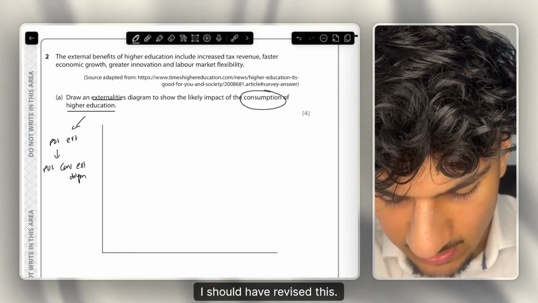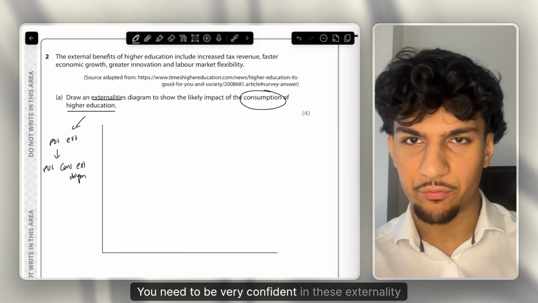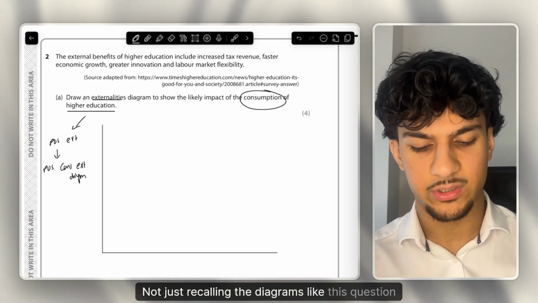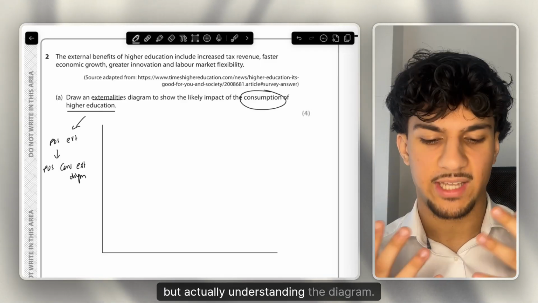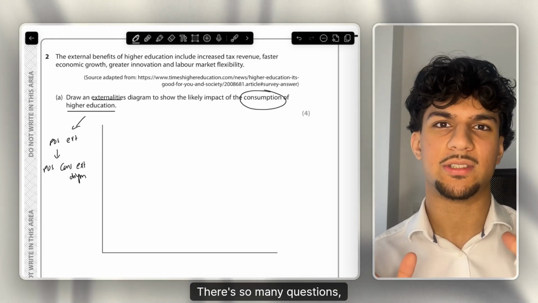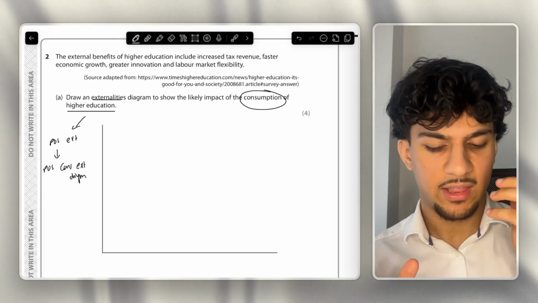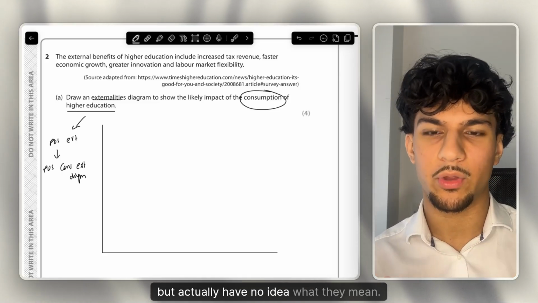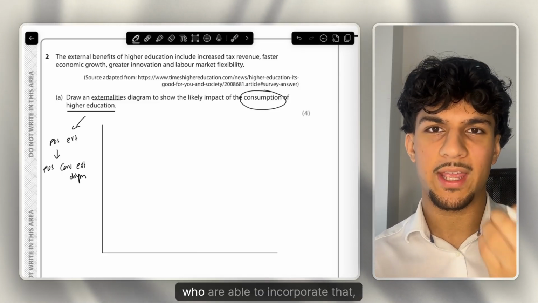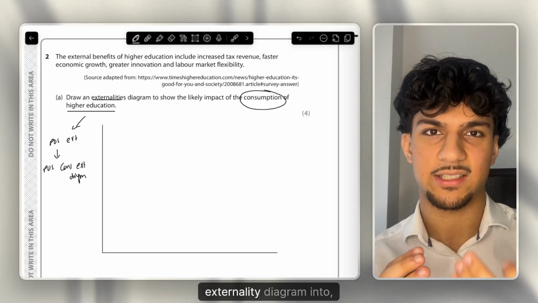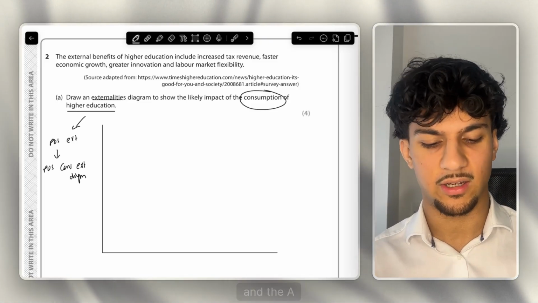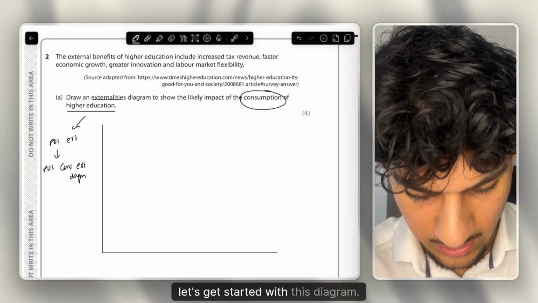Now you should have revised this. 100% for your A levels, you need to be very confident in these externality diagrams, not just recalling the diagrams like this question is testing you, but actually understanding the diagram. In so many scripts examiners mark, students draw the externality diagrams but have no idea what they mean. The students who are able to incorporate that externality diagram into the chain of analysis are the ones who score the top marks and the A-star marks. But let's get started with this diagram.